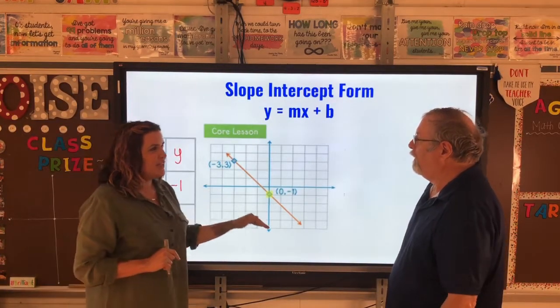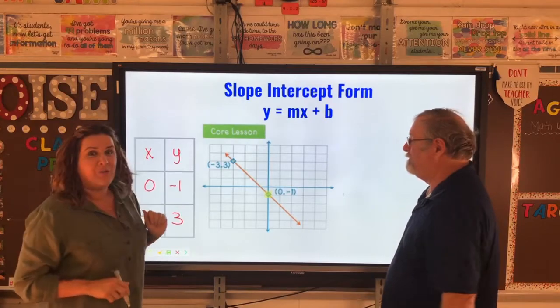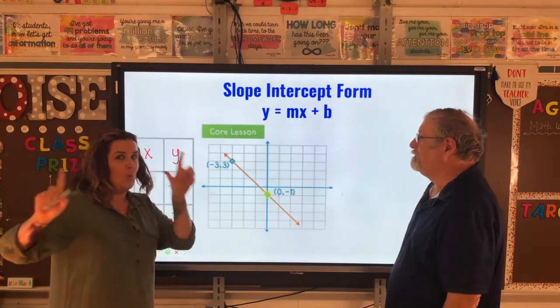We have a negative slope, and we haven't had negative slope. And we have a negative y-intercept. So this is about to get crazy.